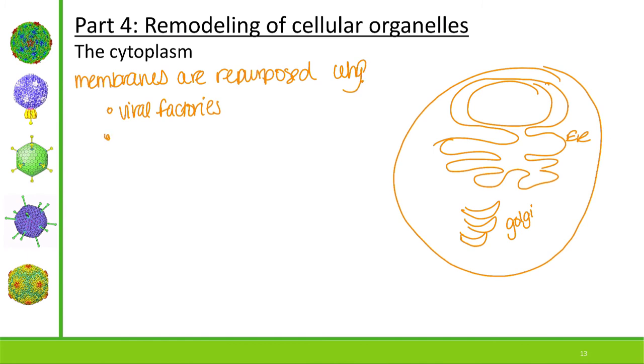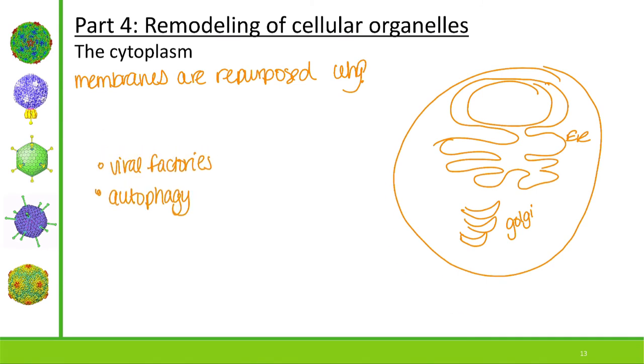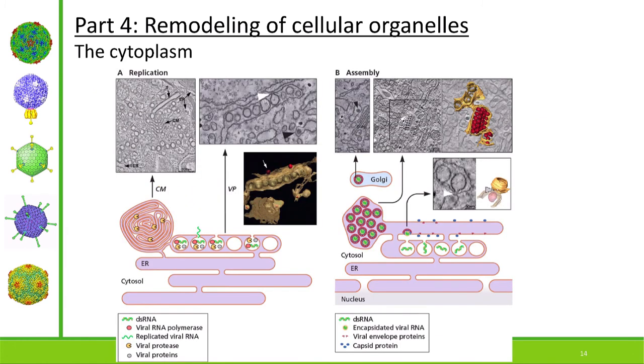They're repurposed for autophagy. So again, we talked about how that is a mechanism of exiting the cell. And so again, viruses are doing this as a mechanism to help themselves out. So let's look at some pictures of how this happens. So we're going to look at dengue.